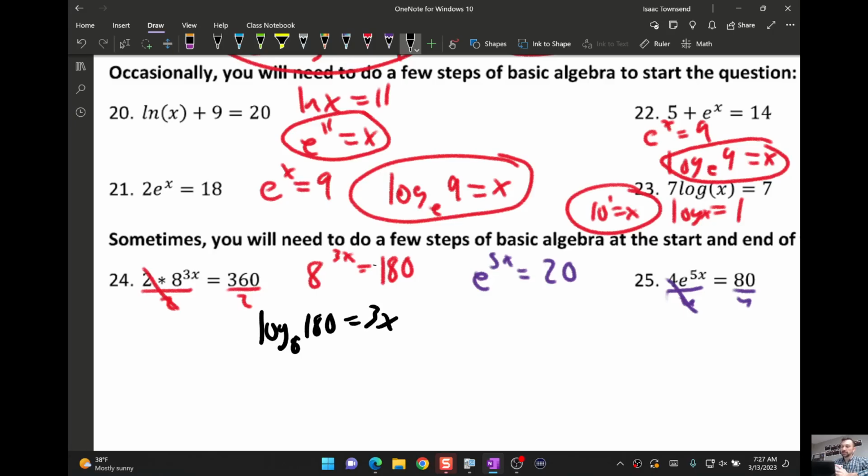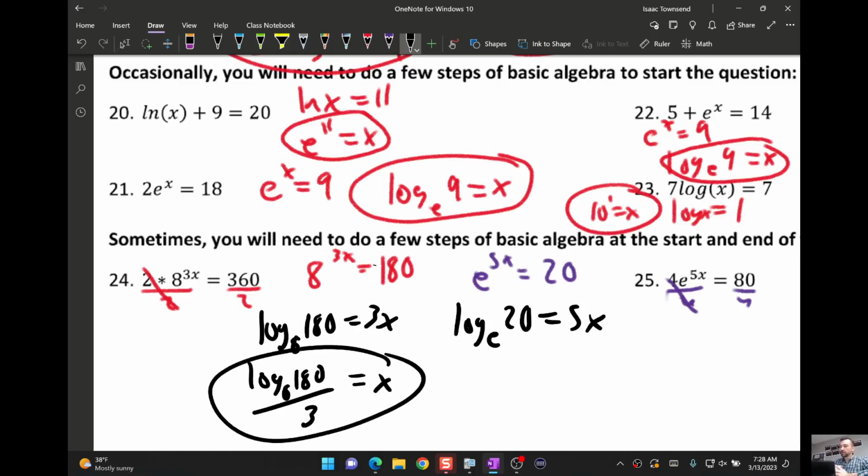It was an exponential, so I wrote it in logarithmic. This one's also an exponential, so I will write it in logarithmic. And then if there's still some arithmetic or basic algebra to be undone, then I need to do that before I give my answer. Looks like this one, divide both sides by 3. This one, divide both sides by 5.